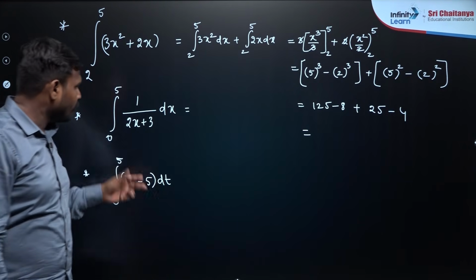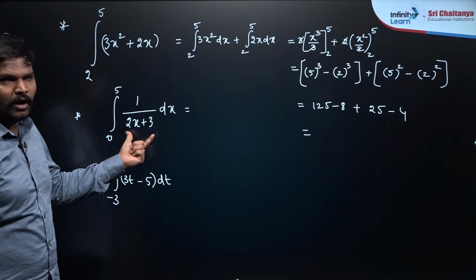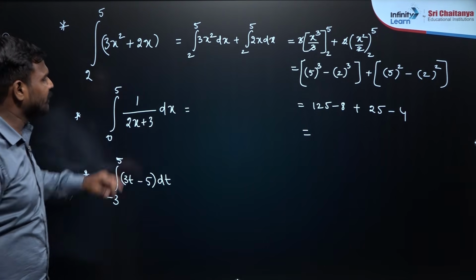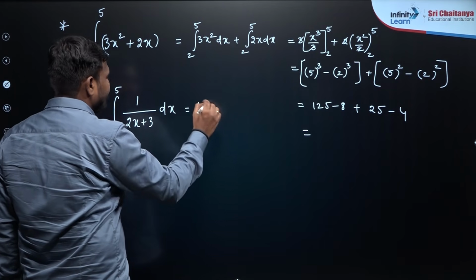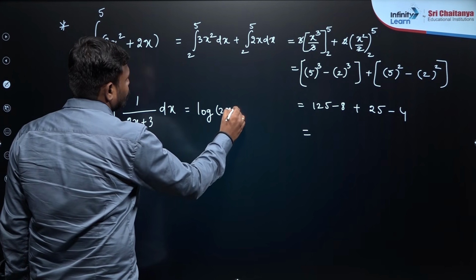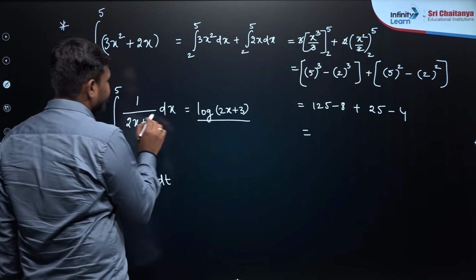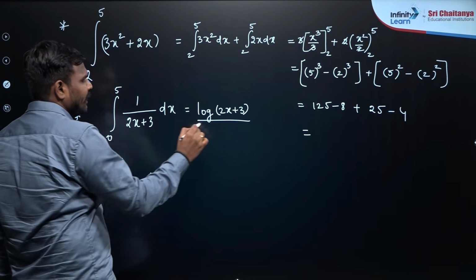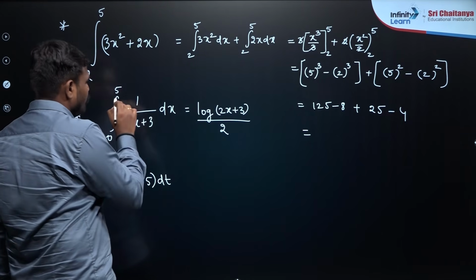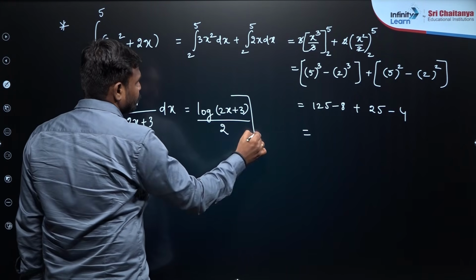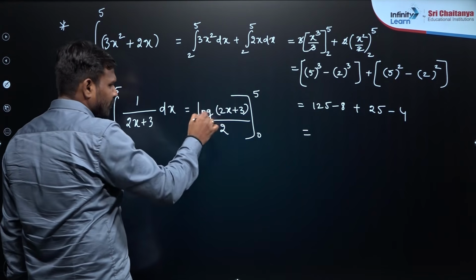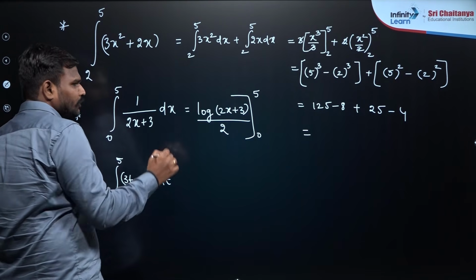Similarly, 1 by something, that is in the form of the chain rule. 1 by something integration is what? Log of something. Integrate the outer function and divide by the derivative of the inner function. The derivative of 2x plus 3 is 2. Now we have to integrate it from where to where? 0 to 5. So first substitute 5, then substitute 0.